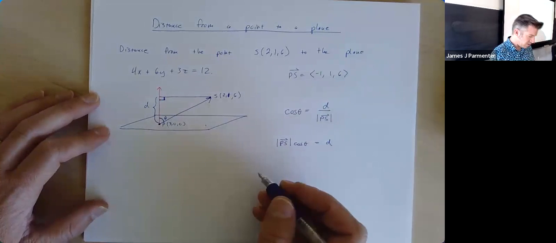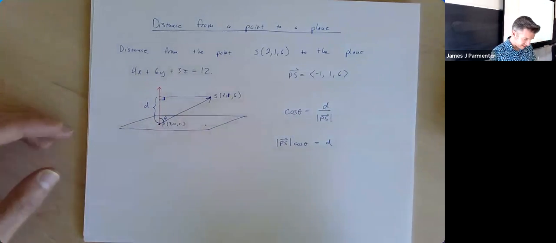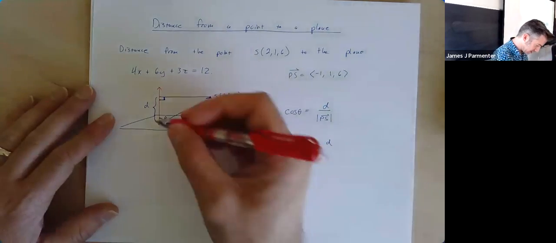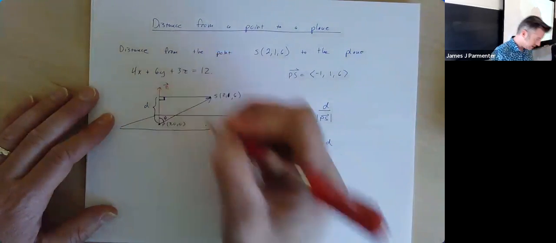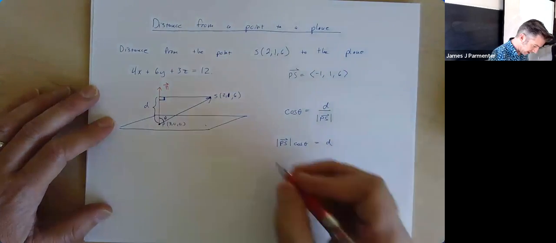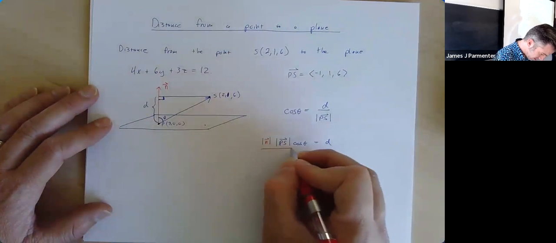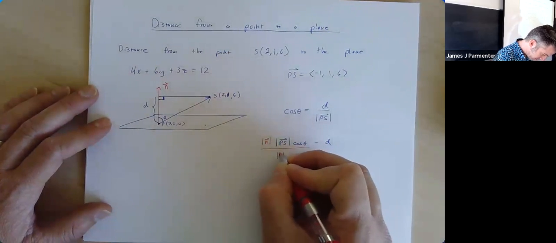V. Oh, I should talk about what V is though, right? So what's V? Actually, I'm going to call it N. So yeah, V or N is the normal. So that vector right there is the normal vector. And so I want to multiply by the magnitude of the normal vector divided also by the magnitude of the normal vector.